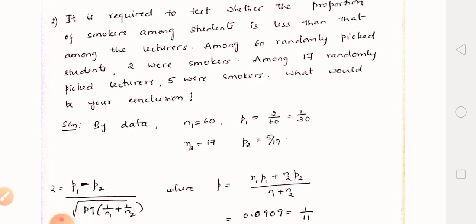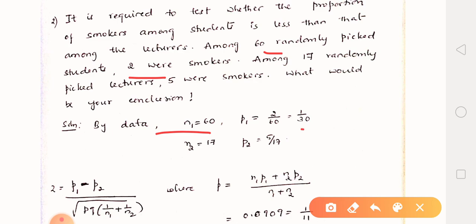In the solution, we will take two samples. So N1 equal to 60 and P1 is 2 divided by 60, which is 1 by 30. N2 is 17 and P2 is 5 divided by 17.